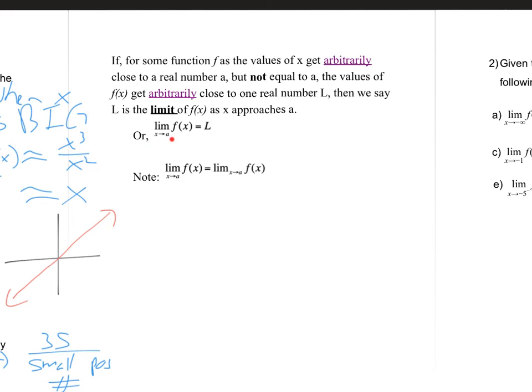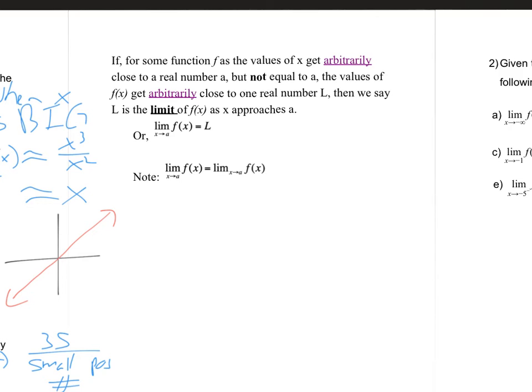We probably 95% of the time write limits like this, but sometimes we'll see this x approaching a off to the side. So just be prepared. Like every year somebody freaks out. They're like, oh, why is this one over to the side? It's really just because somebody was lazy in their formatting. That's an easier button to click than that is, but it doesn't matter.